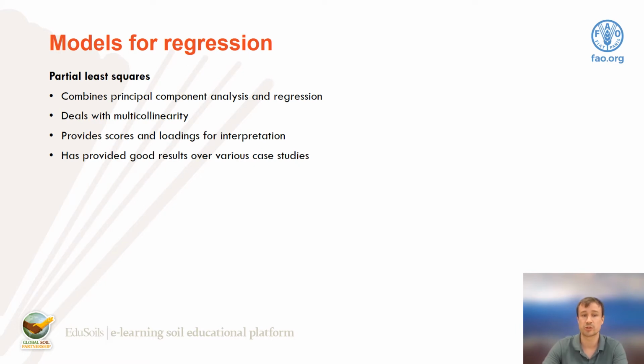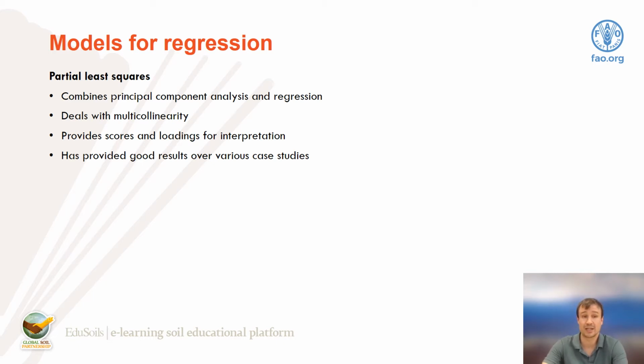Let me start with the most common model for regression in digital soil spectroscopy. This model is called partial least squares regression. In partial least squares, we combine principal component analysis and linear regression. We already explored principal component analysis in the third lecture, so I invite you to check out this lecture if you want to learn more about this. The advantage of partial least squares is that it is well equipped to deal with multicollinearity of the predictor variables, because it uses principal component analysis to reduce the dimensionality of the spectral data.